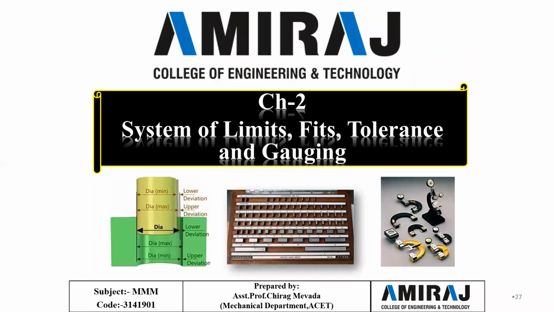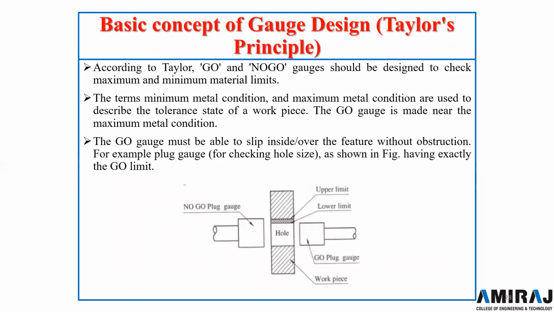necessary. Now, in today's lecture, we will further move on to the basic concept of gauge design, the Taylor's principle. According to Taylor, go and no go gauges should be designed to check the maximum and minimum material limits. The terms minimum material condition and maximum metal condition are used to describe the tolerance state of a workpiece.